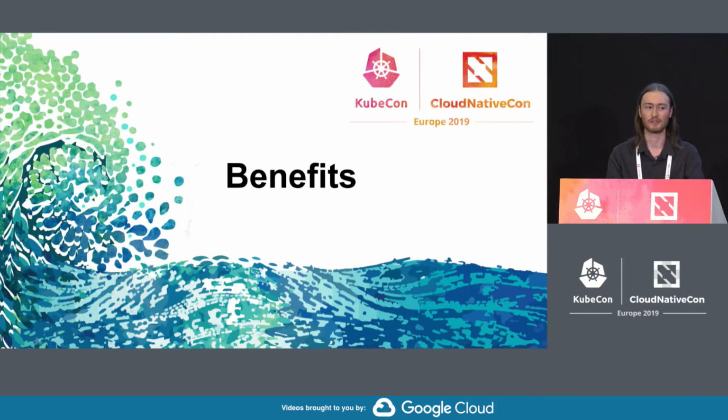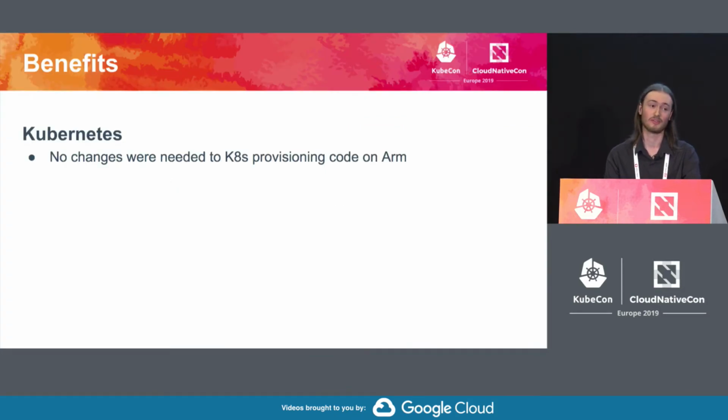But what were some of the benefits? What were some of the projects or items that we found surprisingly easy when we were adding ARM support? Well, the good news is Kubernetes doesn't require any configuration changes when you're deploying with ARM. So our provisioning tools, all they needed to be told to do was use our ARM binaries that we'd built, and everything from there worked out of the box.